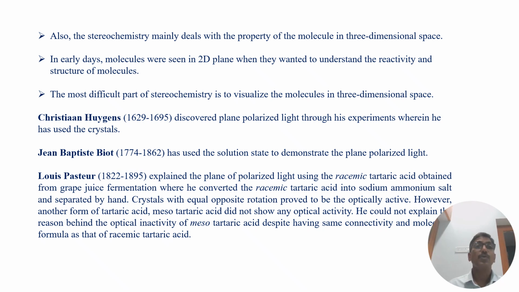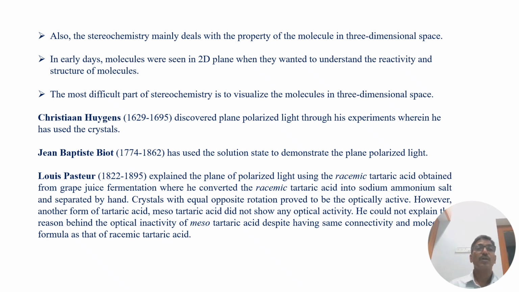It is important to know that stereochemistry mainly deals with the property of molecules in three-dimensional space. In early days, molecules were seen in a 2D plane when they wanted to understand the reactivity and structure of molecules. The most difficult part of stereochemistry is to visualize the molecules in three-dimensional space because it's a spatial orientation. And it's important to understand when it started. Particularly for optical activity, plane polarized light is important.